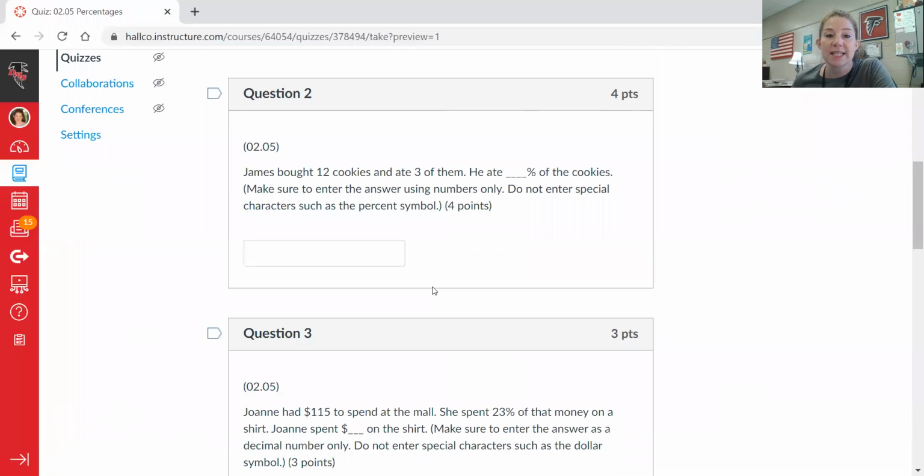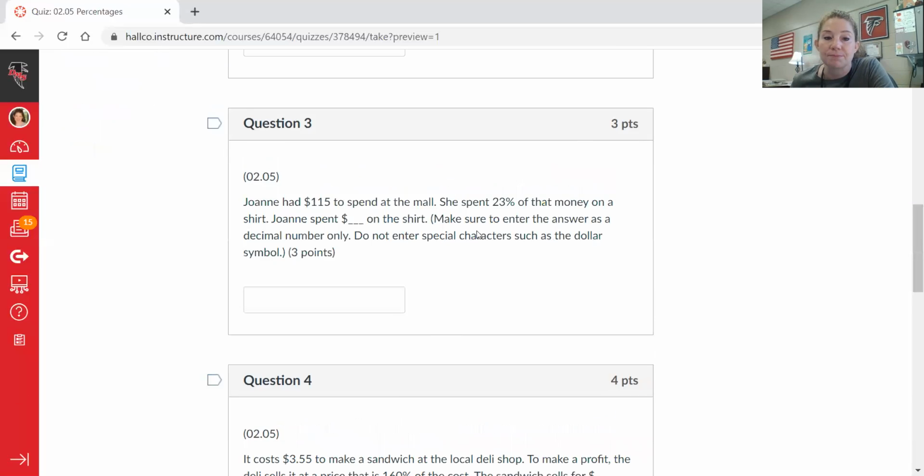The second question says that James bought 12 cookies and he ate 3 of them. What percent of the cookies did he eat? So we can make a ratio, 3 over 12, that can be simplified to 1 over 4. So you could either divide 3 by 12 or 1 by 4. You'll get the same answer. That will be a decimal. And then you're going to move your decimal 2 places to the right. In other words, you're going to multiply by 100. So to turn decimals into percentages, you move your decimal 2 places to the right.